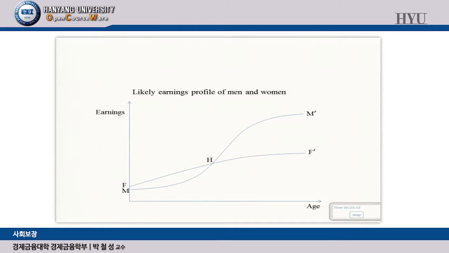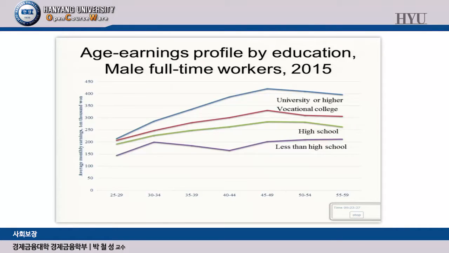Males' earnings profile will be steeper because men invest more and more in human capital, so their skill level just increases over time. So this is like a theoretical prediction. If you look at the actual diagram, you can clearly see that. Okay, this shows the age earnings profile.